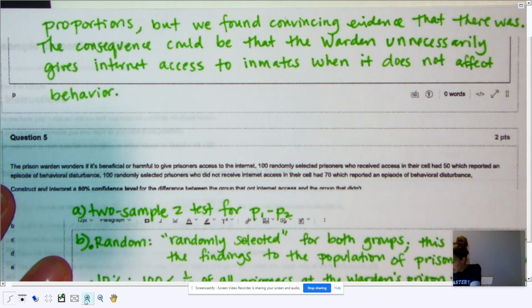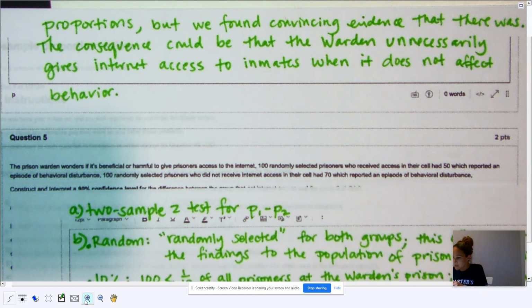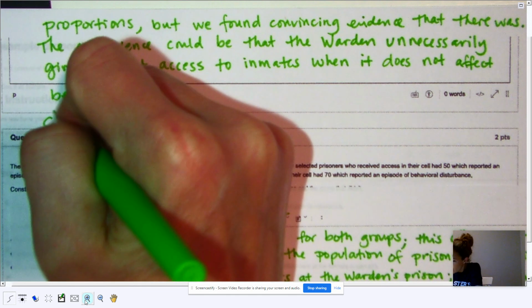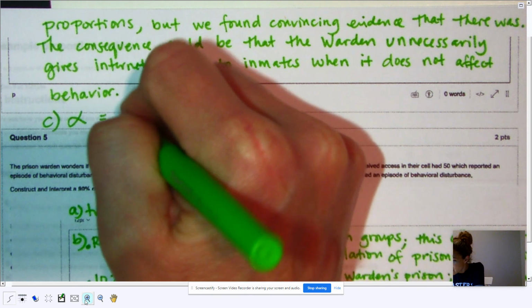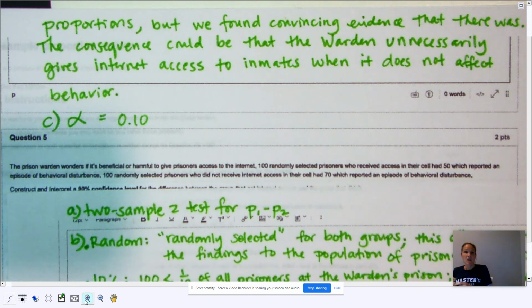Okay, and then I just realized I didn't write down the answer to part C, which was, what is the probability that a type 1 error is made? And that's just our alpha level. Okay, in this case, it was 10%. So 10% of the time, you might be wrong. And that just is wherever your threshold is set for that significance level.